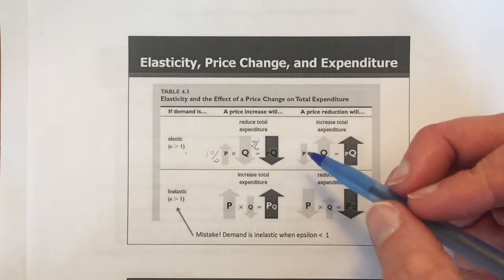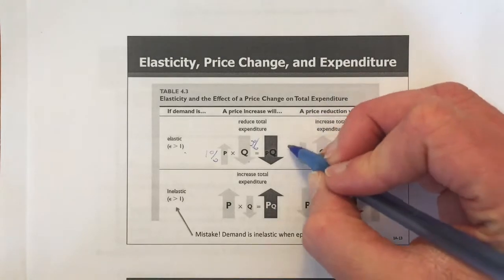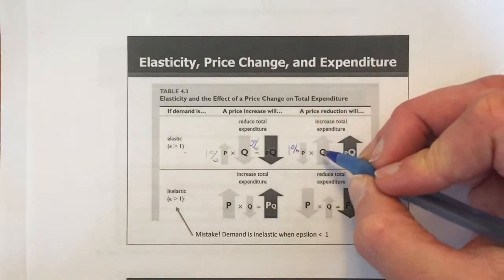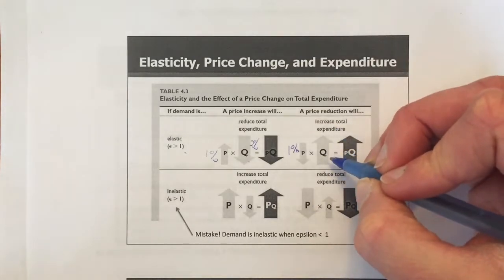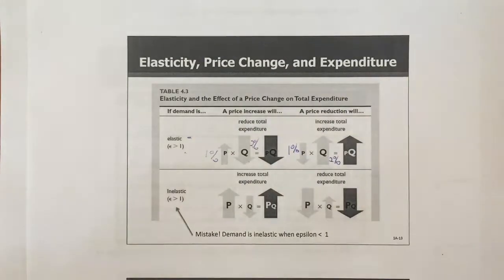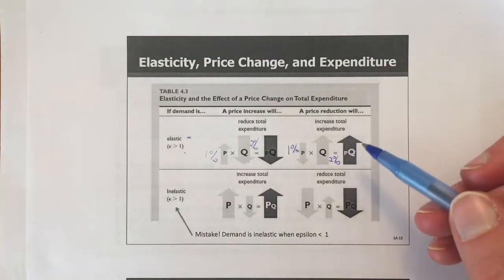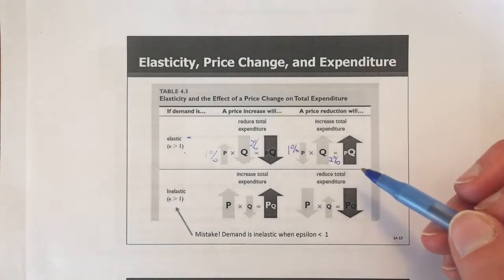Okay, so let's flip this. Let's say the price goes down by 1%, and the quantity demanded goes up more, by 2%. Again, this is an elastic good, so we would expect this. Then overall, the total expenditure is going to increase.